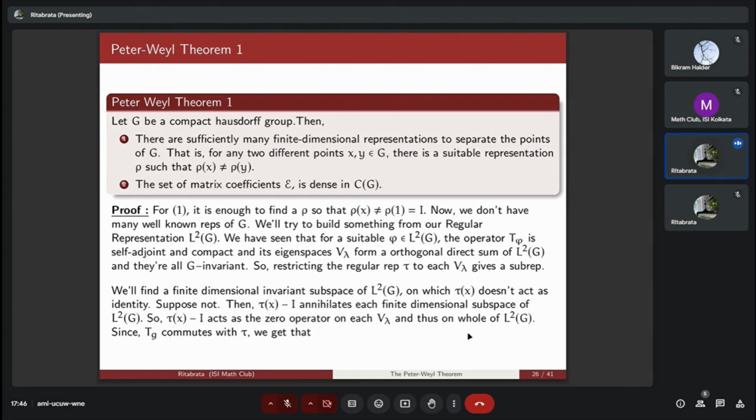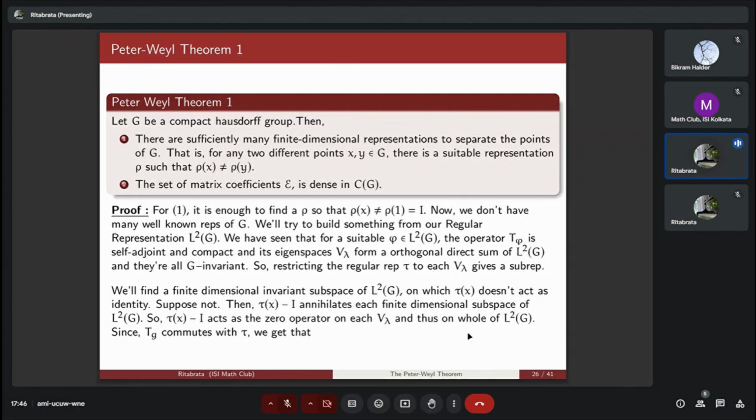Suppose this is not the case. Then it will mean that tau x minus identity acts as identity on every finite dimensional subspace of L2(G). That is, the tau x minus identity map basically acts as the zero operator on each eigenspace, and thus on L2(G), because L2(G) is the direct sum of the V lambdas. If tau x minus I acts as zero on each copy, then it will also act as the zero map on their direct sum. Basically, tau x minus I acts as the zero operator on the whole of L2(G).